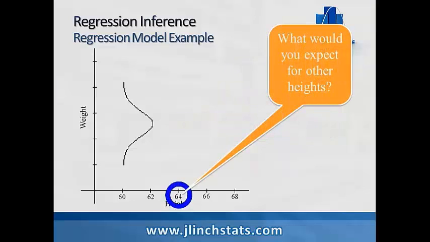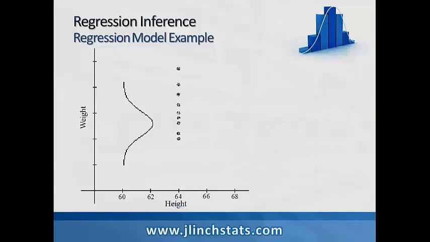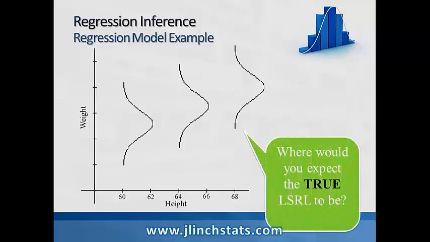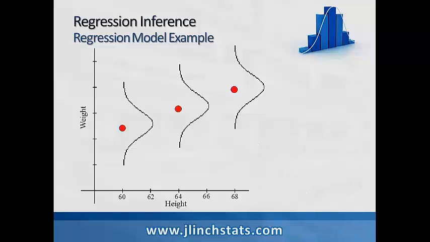What would we expect for other heights? And once again, for other heights, we would expect that these distributions as well would be normal. So where would you expect the true least squares regression line to be if we were to associate height versus weight? Now, since we are expecting normal distributions for each one of these heights, we're going to expect our least squares regression line to be at the means of all these normal distributions.